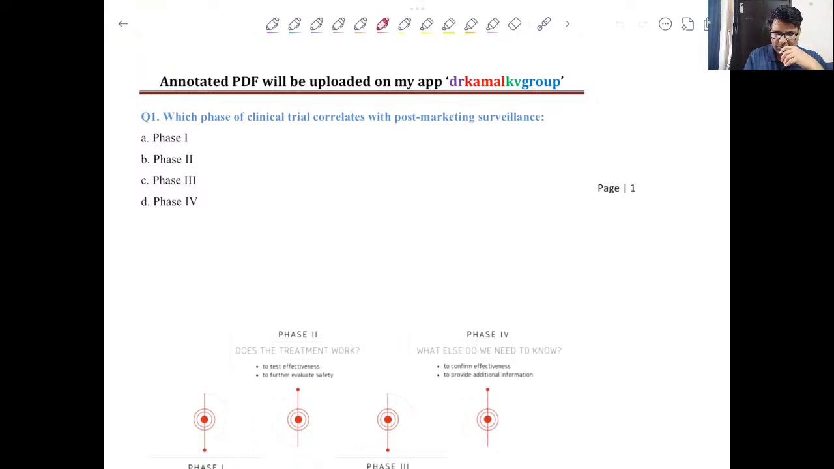So the very first question is about clinical trials, and it asks which phase of the clinical trial correlates with post marketing surveillance. Now, what do we mean by the term post marketing surveillance?